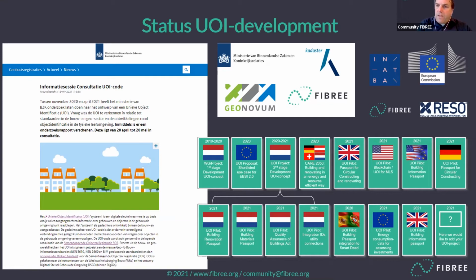Well, you see that also in other countries, via the network of FIBREE and via the INATBA network and via the RESO network, they were starting to look at if this UOI can be somehow implemented or made compatible with existing developments. And until now, we have had very promising pilots that are starting. But we also have the USA or Australia or other countries, the European Commission, who want to see if this UOI system can be somehow brought to an international infrastructure level. I hope that we will tell you more about that in the next few years.